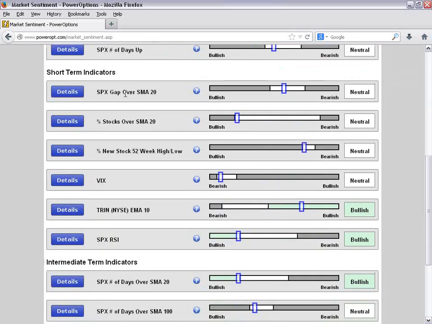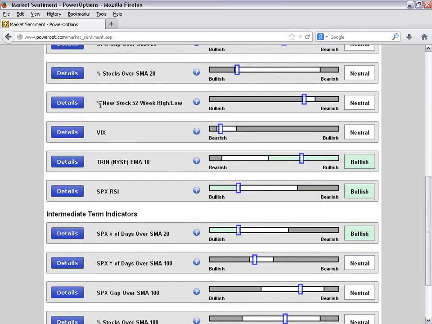Some of our other short-term indicators is the percentage gap that the SPX is above its 20-day moving average. That's right at neutral. The percentage of stocks, out of the total number of stocks, that are over the SMA 20, and we see we're getting closer to bullish. So more stocks now are starting to rise above their SMA 20, so we're getting closer to a bullish measure there. New 52-week highs and lows. All right, so the number of stocks, the percentage of stocks, as a comparison of 52-week highs compared to 52-week lows. You see we're almost to a bullish range there.